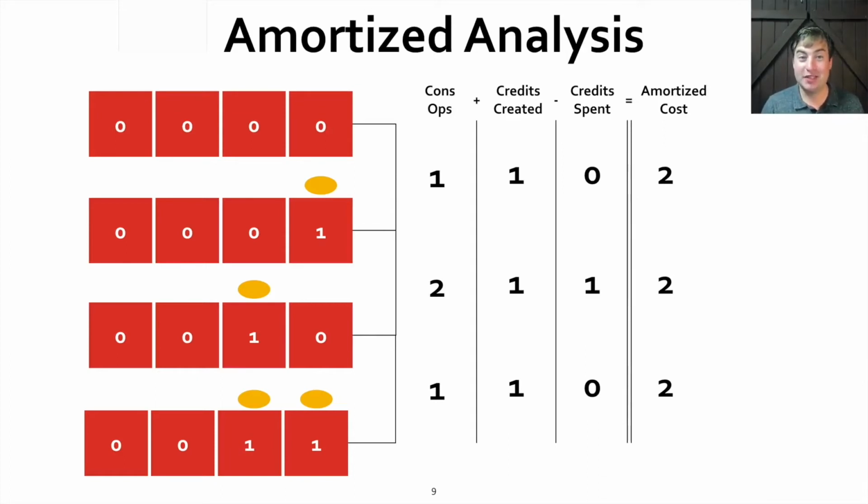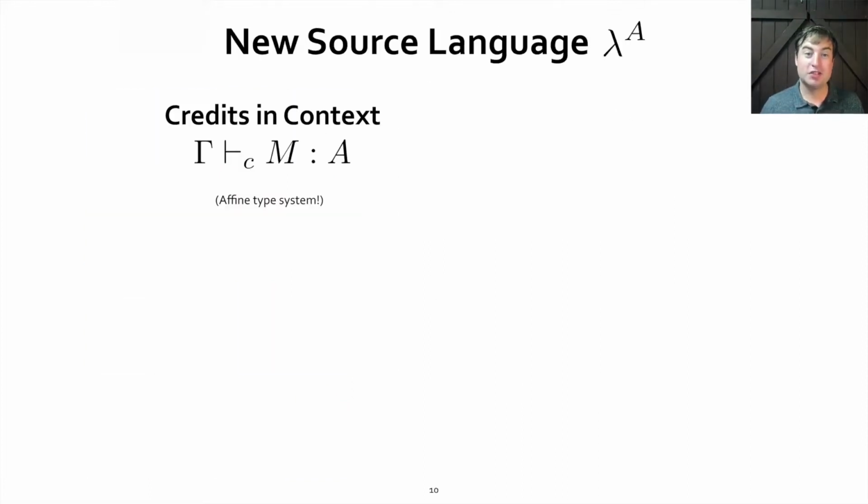increment is 2. So in order to do this kind of analysis by recurrence extraction, we need to make these credit policies expressible in the source language. So to that end, we extend our source language with credits to make a language that we call lambda A. So lambda A internalizes everything you need to express credit invariance in your code, and it comes in 3 main parts.